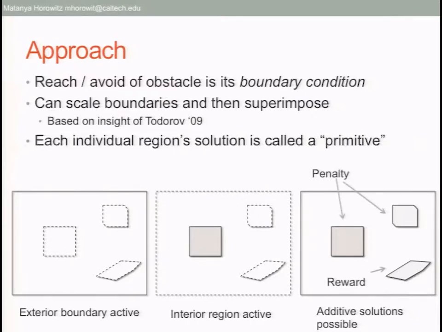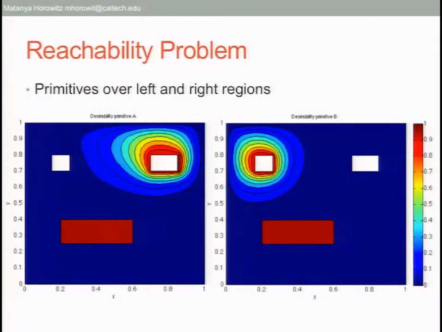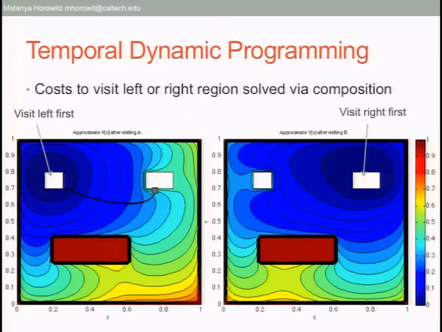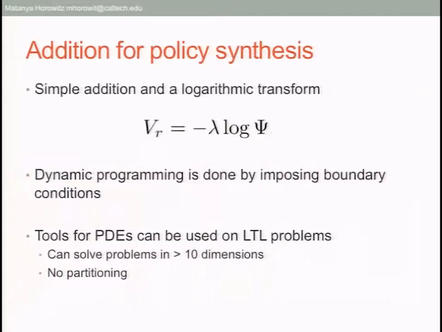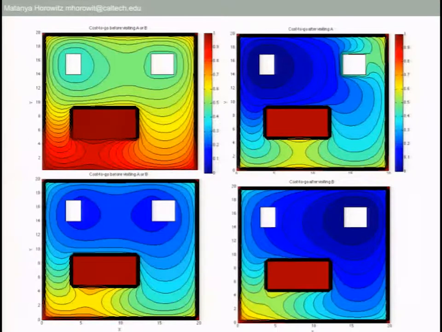So, penalties and goals. Here are examples of some of these primitives. We might want to visit these 2 regions or avoid them. We can create the primitives, and we can get really rich behavior just by doing addition. What you see is some results of that. There's an exponential scaling in there. That's how you get this richness. And we can use tools from PDEs to solve all these kinds of problems. Here are some examples. Please talk to me more.